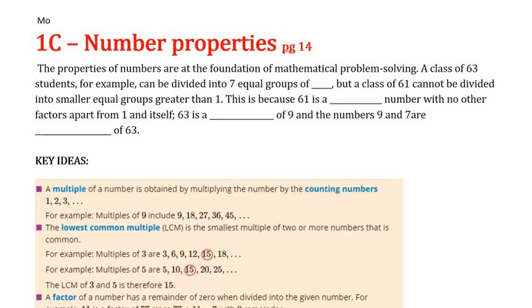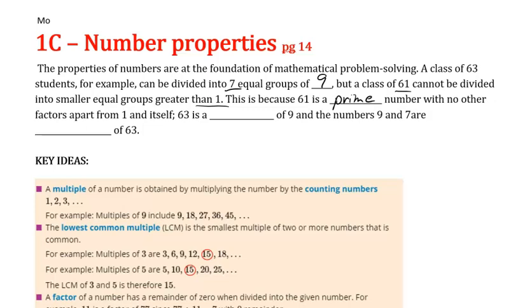The properties of numbers are the foundation of mathematical problem solving. A class of 63 students can be divided into 7 equal groups of 9, but a class of 61 cannot be split into groups greater than 1. That's because 61 is a prime number with no other factors apart from 1 and itself.